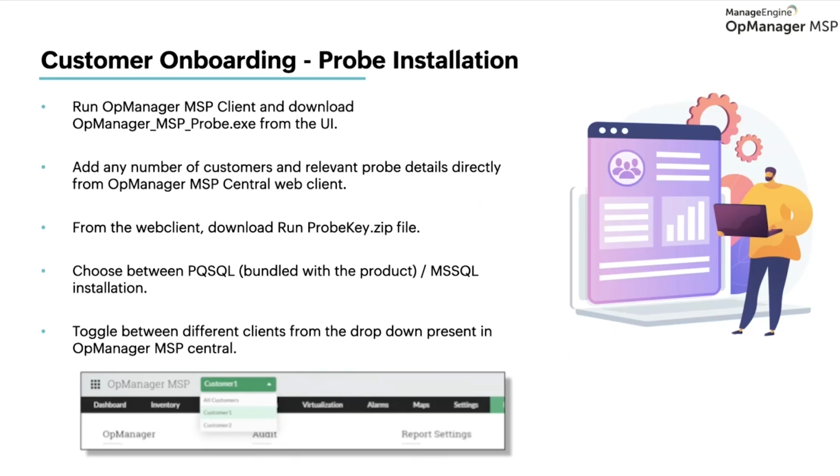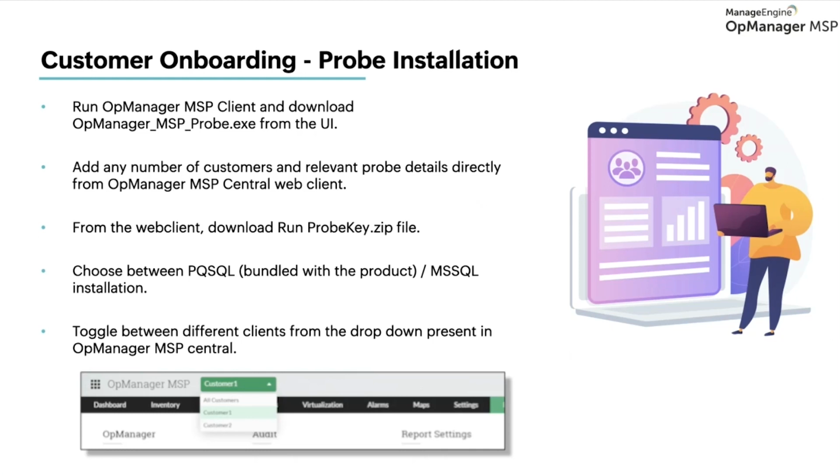The first step is to download the probe from the official OpManager MSP website, or you can also download it from the Central UI. OpManager MSP allows you to add any number of client networks to your Central and multiple probes to a single client. You can add the customer and the probe details on the Central UI without much effort.